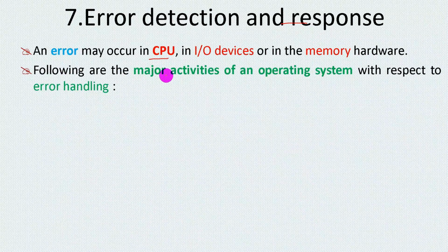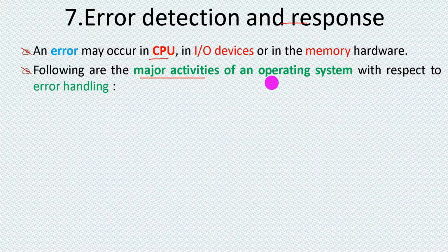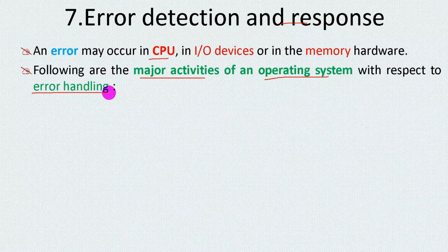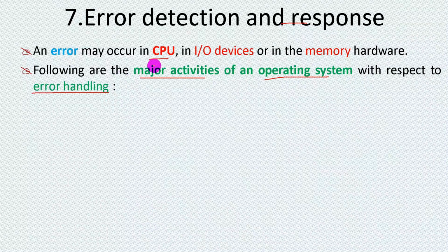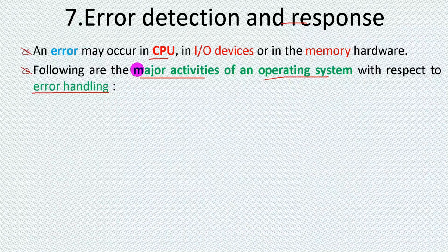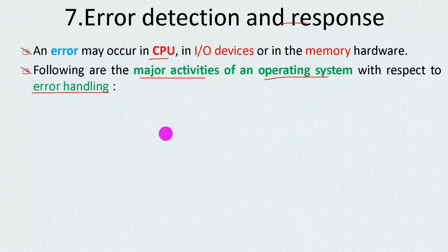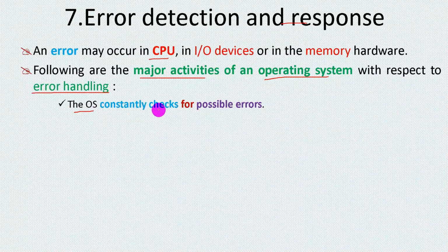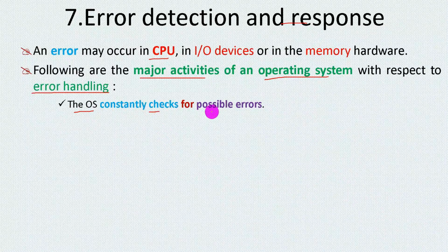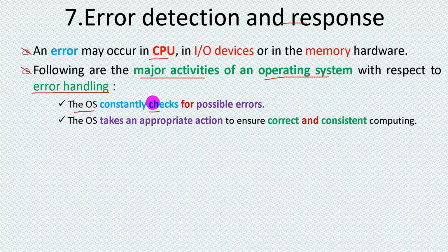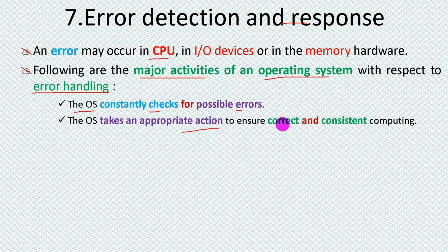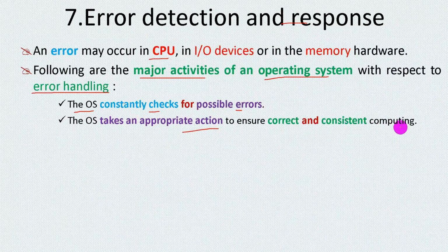An error may occur in the central processing unit, in an input-output device, or in memory hardware. The following are the major activities of an operating system in order to handle those errors, whether they happen in the central processing unit, the input-output device, the memory, or even something different. So the operating system firstly constantly checks for possible errors, and then takes appropriate action to ensure correct and consistent computing.